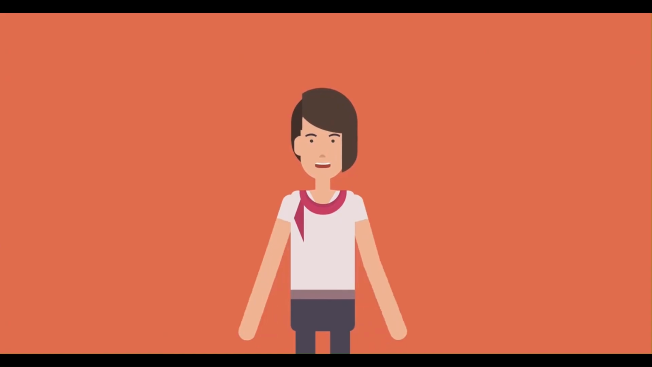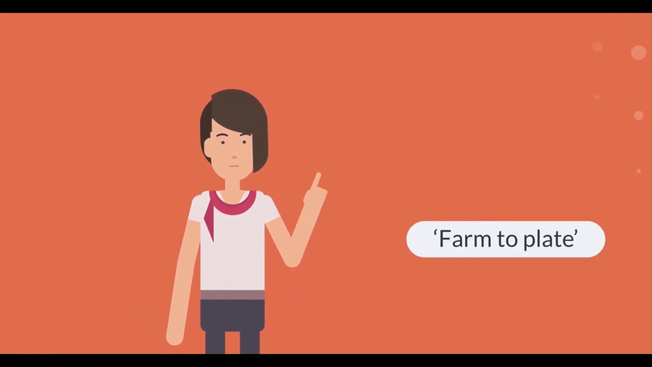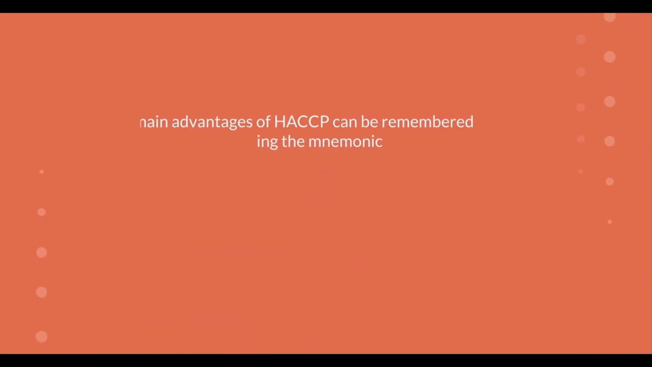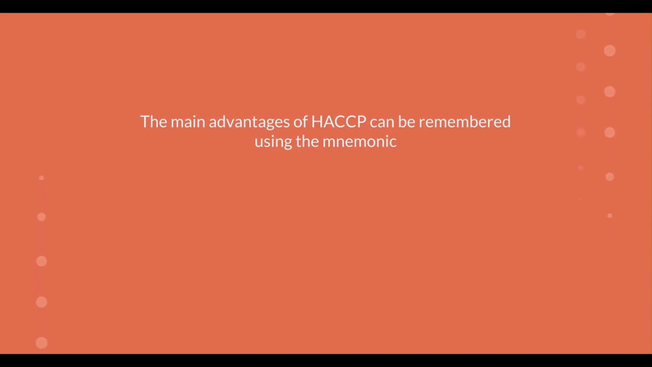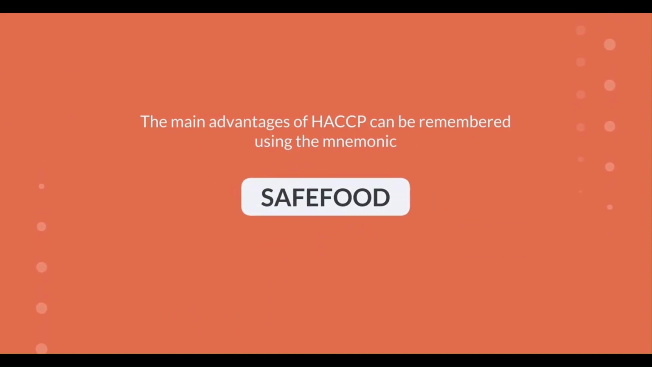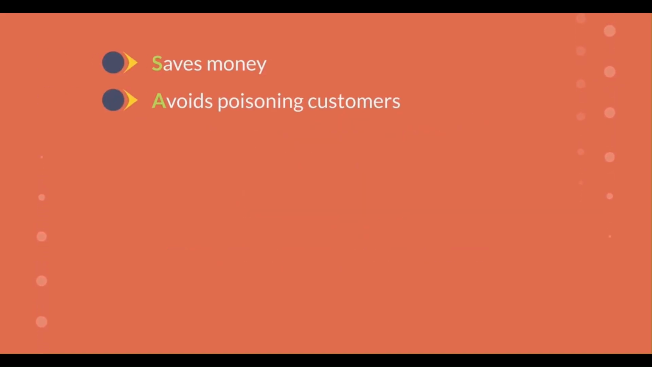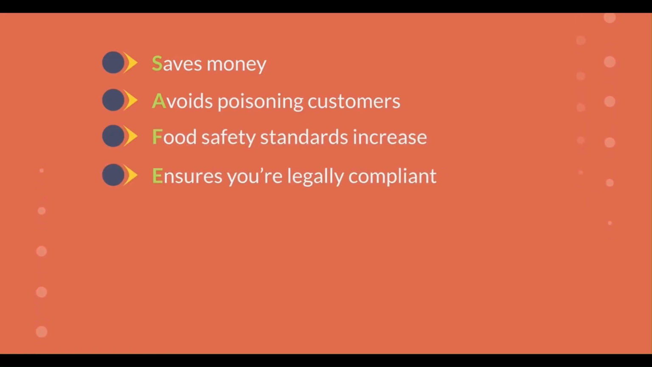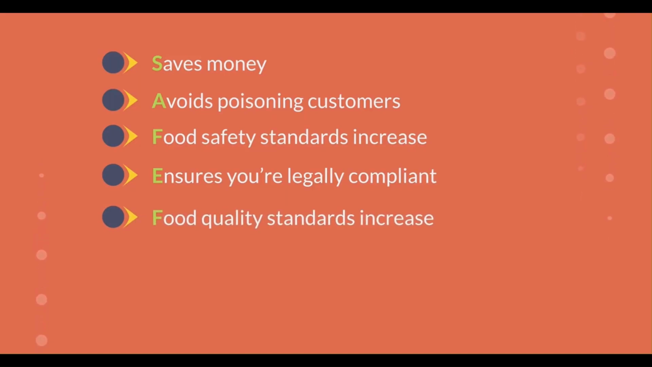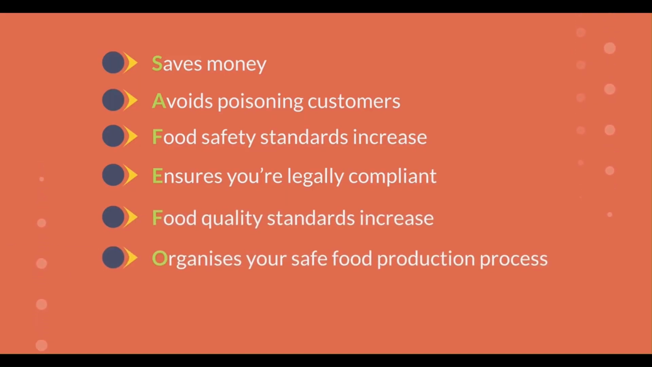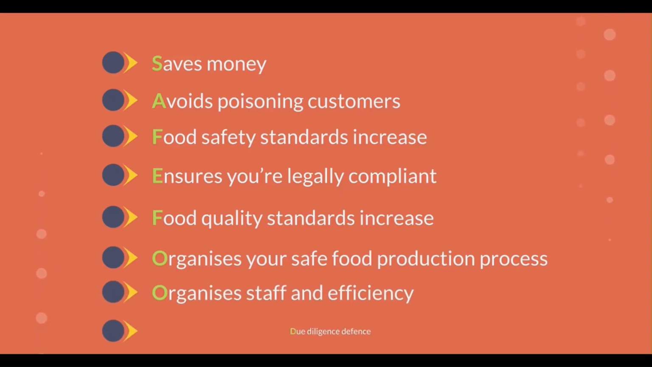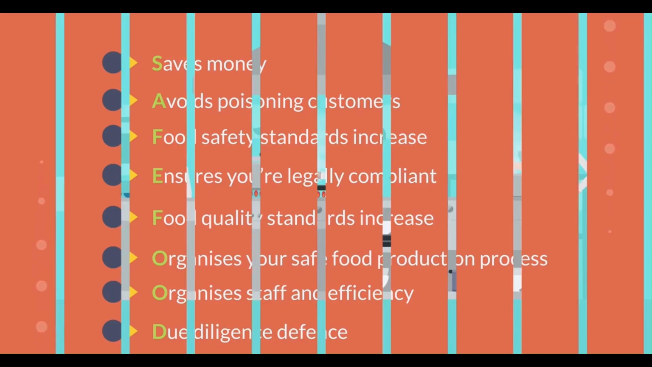HACCP provides cost-effective food safety procedures from farm to plate, so to say, due to its emphasis on preventive methods. The main advantages of HACCP can be remembered using the mnemonic Safe Food, used by the Food Safety Authority of Ireland. Saves money. Avoids poisoning customers. Food safety standards increase. Ensures you're legally compliant. Food quality standards increase. Organizes your safe food production process. Organizes staff and efficiency. Due diligence defense.